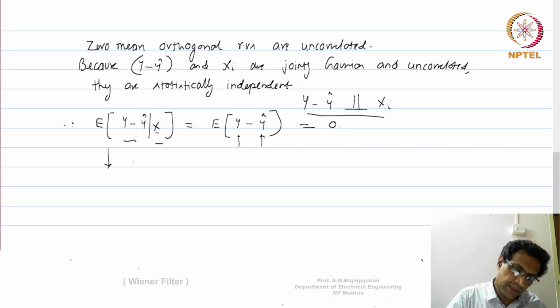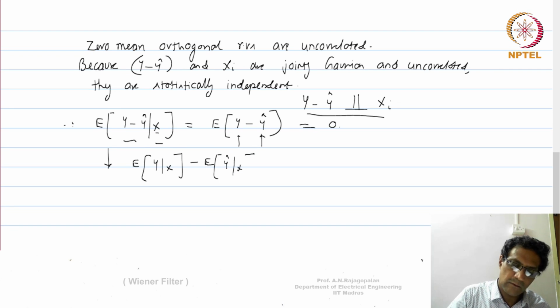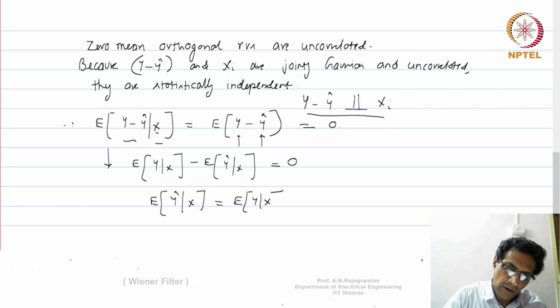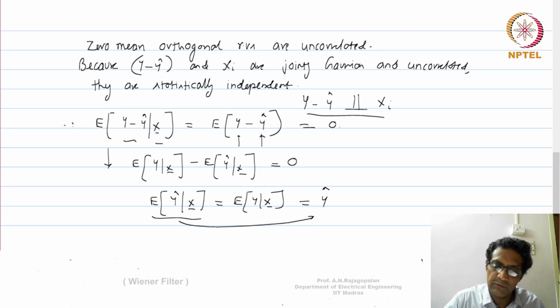Now, this further splits as expectation of y given x minus expectation of y hat given x, and therefore, on the right hand side, we have 0. Or in other words, the expectation of y hat given x is equal to the expectation of y given x. However, y hat is simply a function of x, correct? Here x is the whole random vector, all the x1 to xn. And y hat given x is simply equal to y hat, because y hat depends only on x.